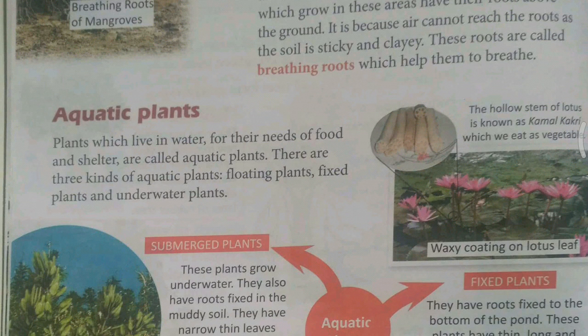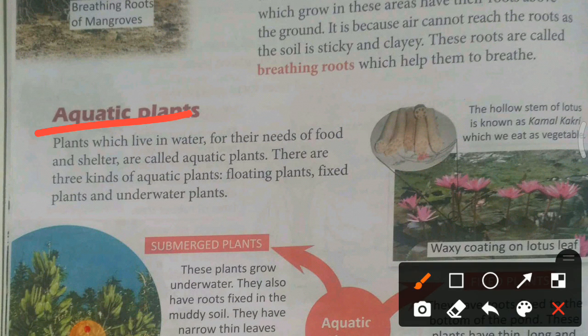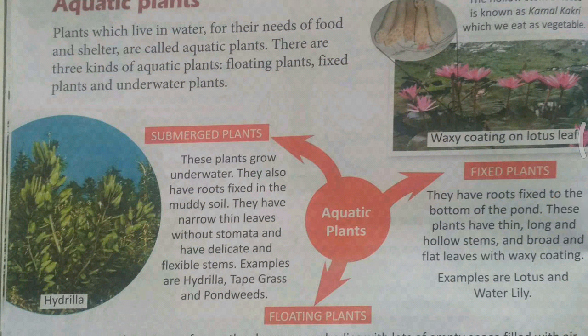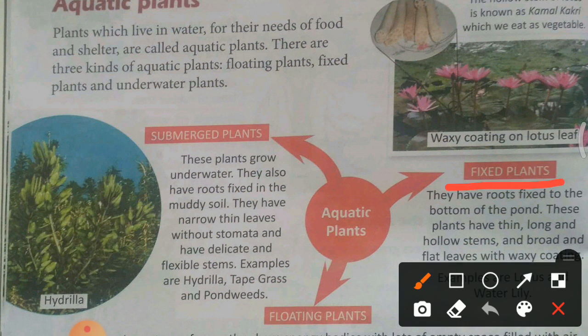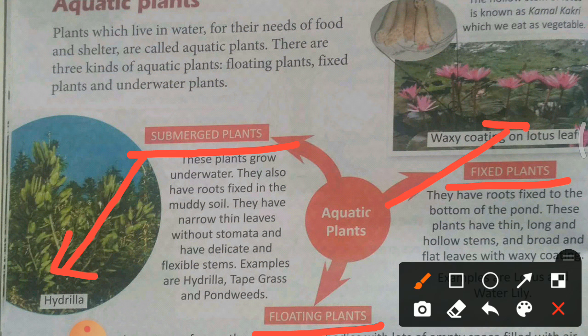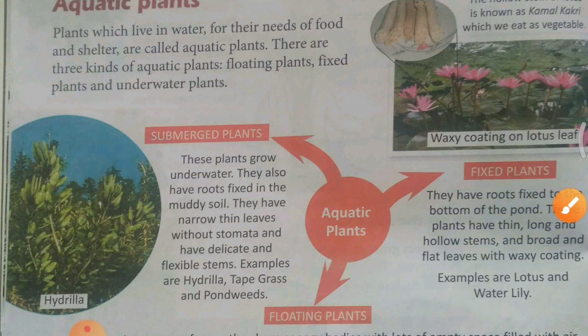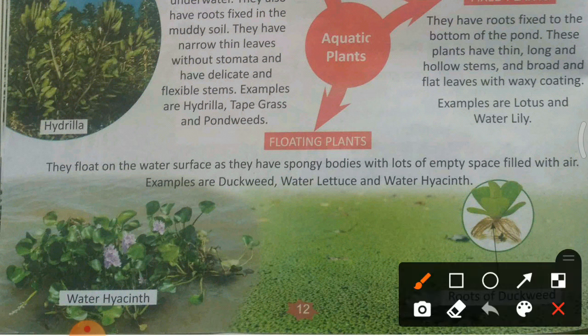The next one, aquatic plant. These aquatic plants are divided into three types: fixed aquatic plant, floating aquatic plant and submerged plant. Submerged plant or underwater plant. The example of submerged plant is hydrilla, and the example of fixed plant is lotus. Floating plant means water hyacinth is an example of the floating plant. So these are the contents in your book.